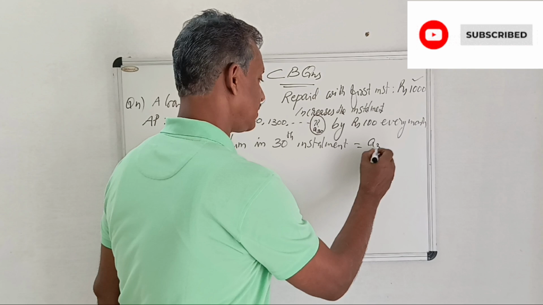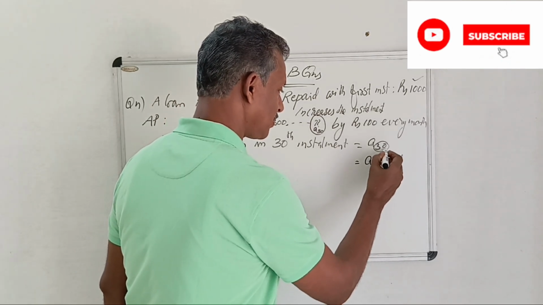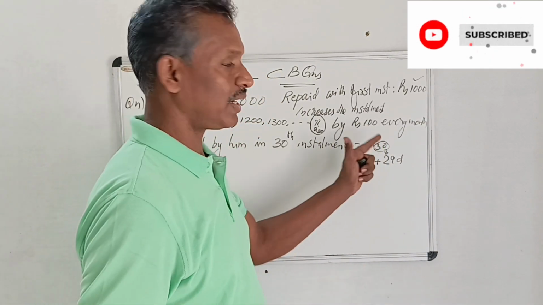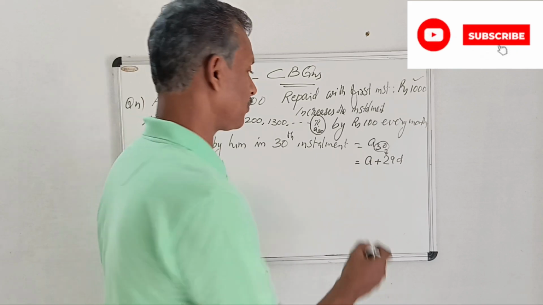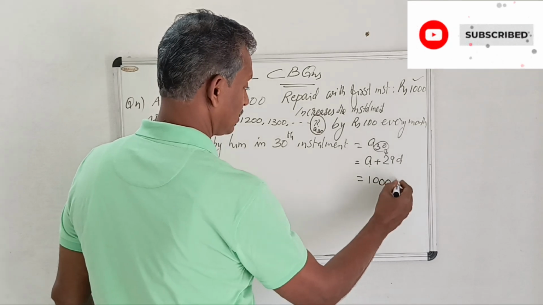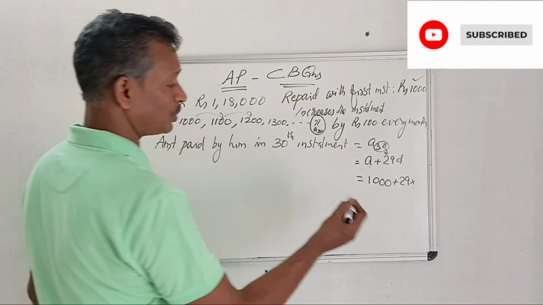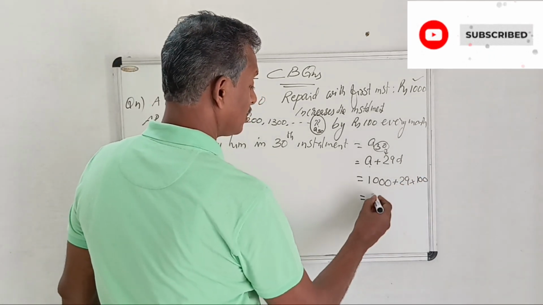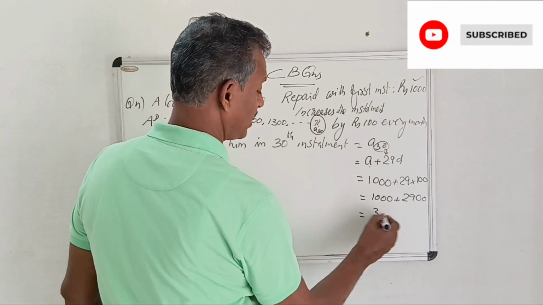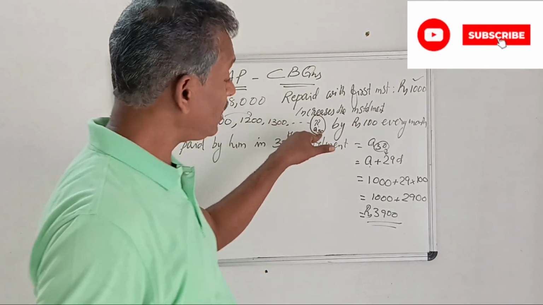So a30 is equal to a plus 29d. Whatever is here, from that one you have to reduce. If it is a10, you have to write a plus 9d. If it is a100, you have to write a plus 99d. a is the first term, 1,000, plus 29 into d. d means how much it is increasing. Here it is increasing, so d is positive. It is 100. So 1,000 plus, multiply this, 2,900. Add it, 3,900. So this is what he is paying in the 30th installment.